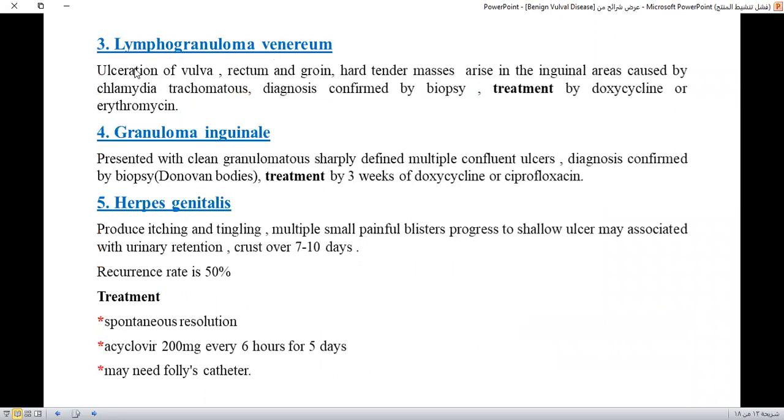Lymphogranuloma venereum, the feature here is ulcer of the vulva, rectum and groin. A tender mass arises in the inguinal area caused by Chlamydia trachomatis. Also diagnosis by biopsy, treatment doxycycline or erythromycin. The fourth sexually transmitted disease that causes vulval ulcer is granuloma inguinale, presenting with clean granulomatous, sharply defined multiple confluent ulcers. Diagnosis by Donovan bodies, treatment 3 weeks of doxycycline or ciprofloxacin.